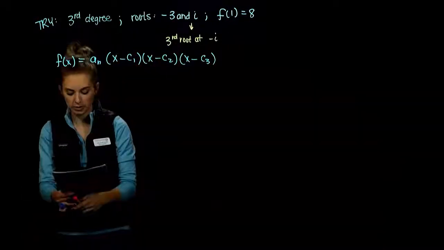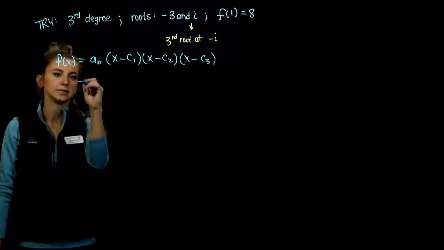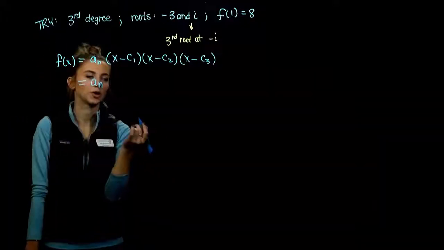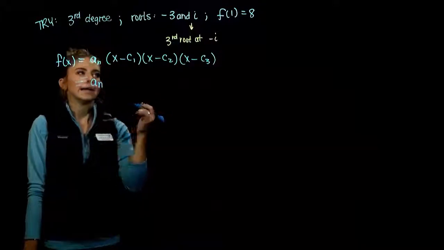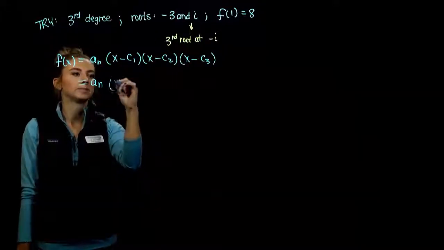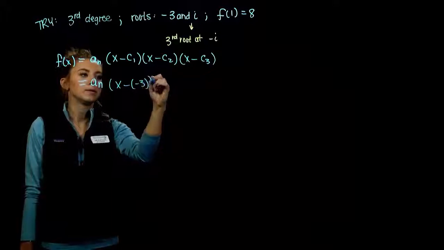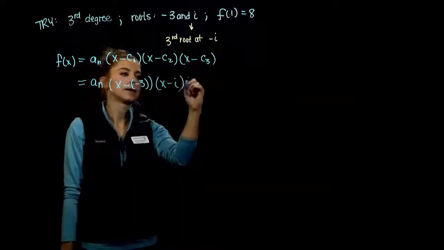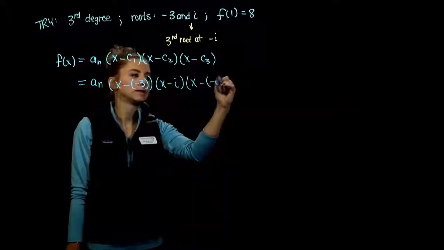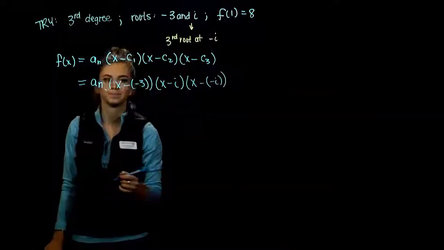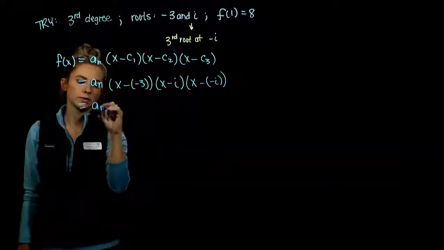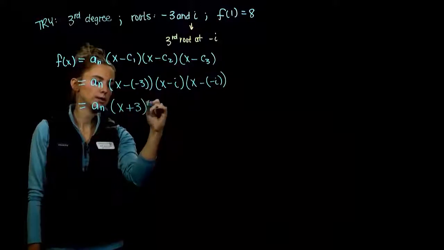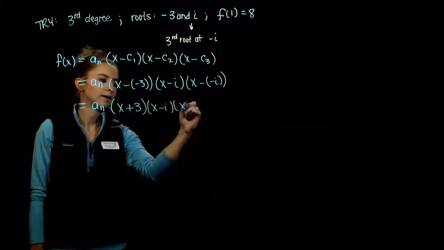So we can plug in those pieces of information that we have. I still don't know where the constant on the front is, if we have one. Or it could just be a 1, we always have one. And where are my roots happening? x minus negative 3, plugging in that first constant. Next constant happens at i. And the last one, minus a negative i. So simplifying it down, we still don't know where the coefficient on the front sits. But I've got x plus 3, x minus i, and x plus i.